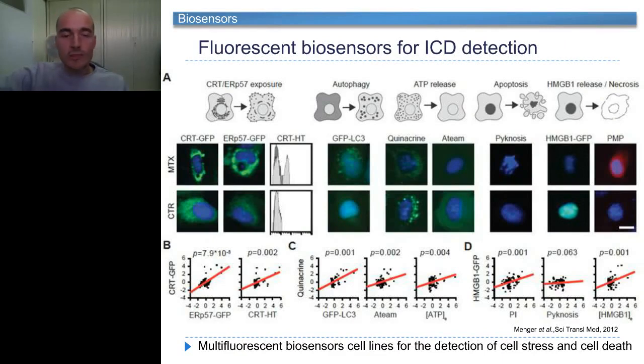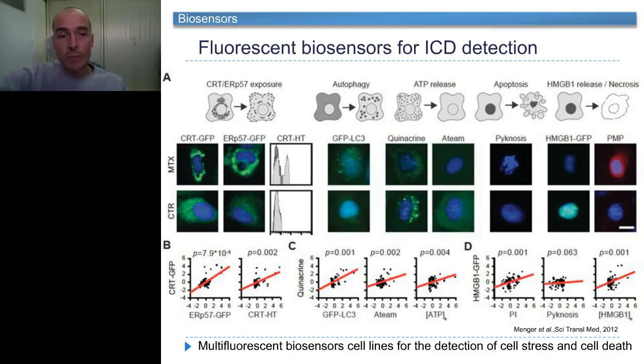So what we did is that we applied this approach looking for calreticulin-GFP, for the release of ATP, and for the release of HMGB1. And we validated our approach by using different methods to detect the same phenomenon. So we had a look at the effect that calreticulin in control cells is expressed in the endoplasmic reticulum, and then upon treatment with mitoxantrone moves to vesicular-like structures very close to the membrane.